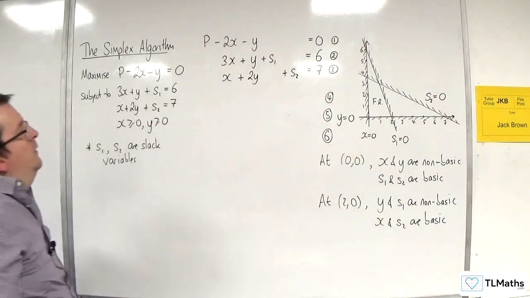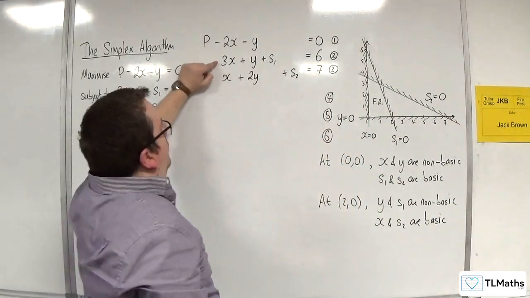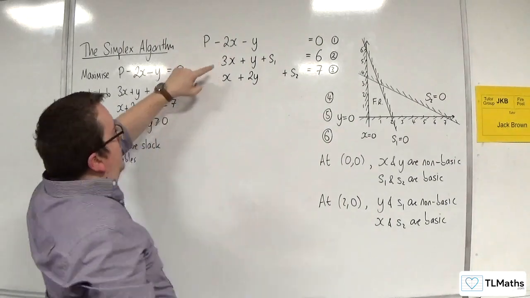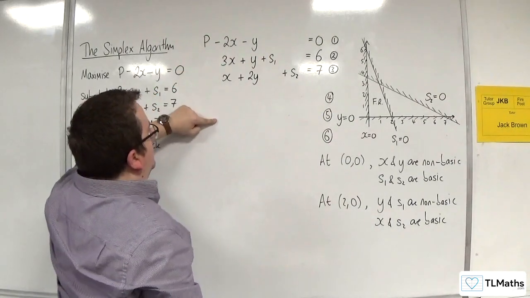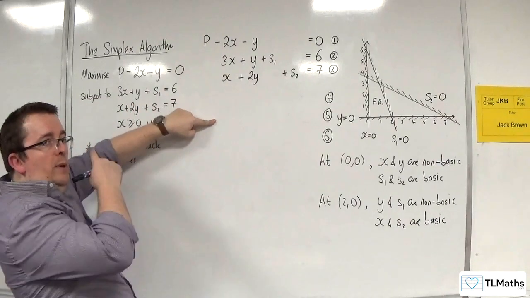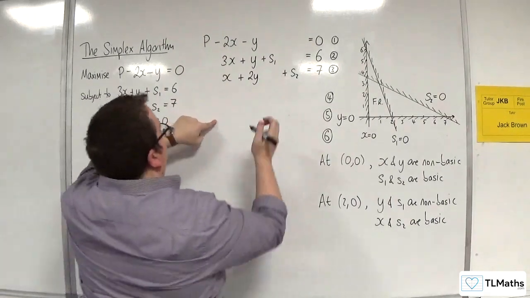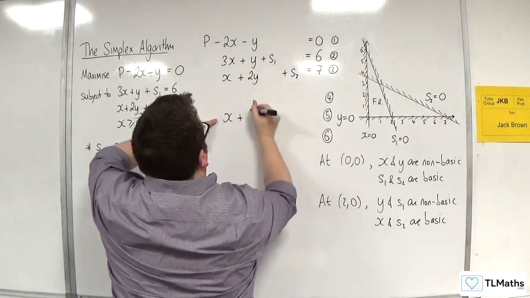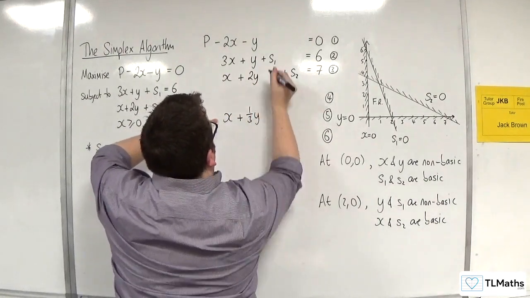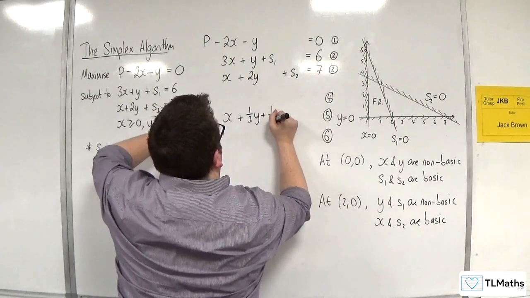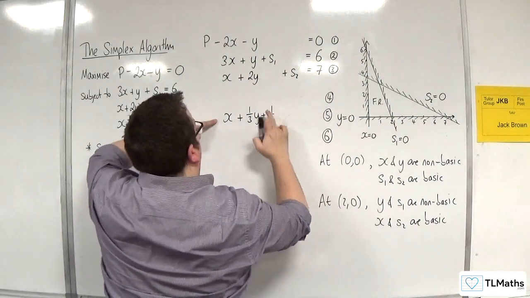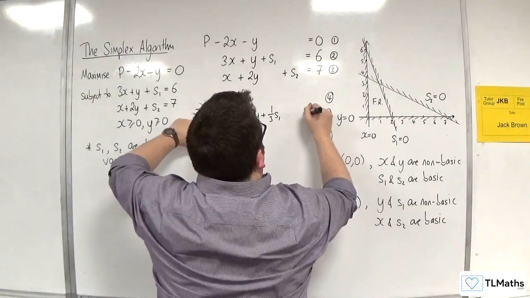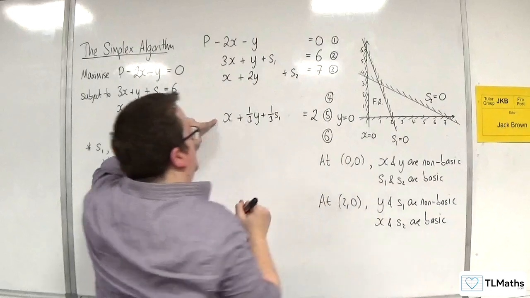Okay? Now what you're looking for is you want to make the coefficient of x here in equation 2, for my new equation 5, you want to make it 1. So I divide through by 3. So I'm going to get x plus 1/3 y plus 1/3 s1, just make sure I don't make any mistakes, and is equal to 2. So I divide that through.